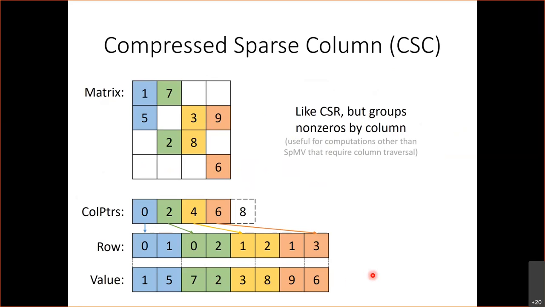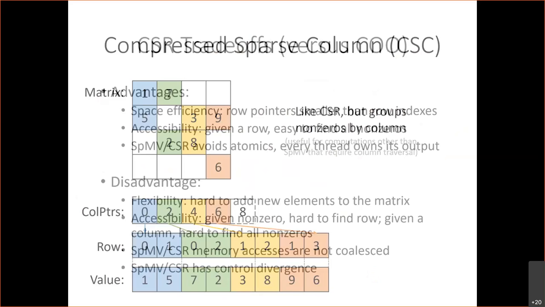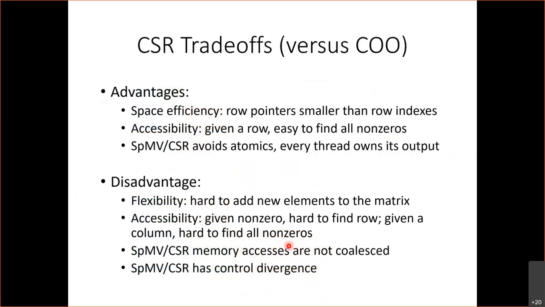Now, going back to these trade-offs, it would be nice if we could avoid the atomics, which is what CSR gives us, but at the same time have a better memory access pattern, where our access pattern is coalesced, and also reduce our control divergence. So it would be nice if we could have the best of both worlds.